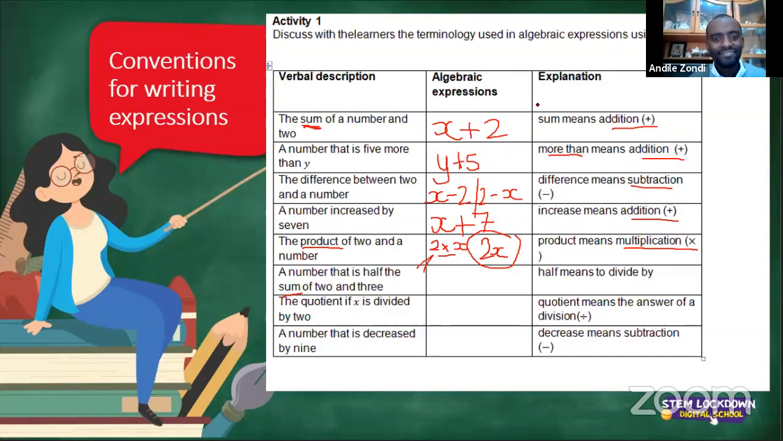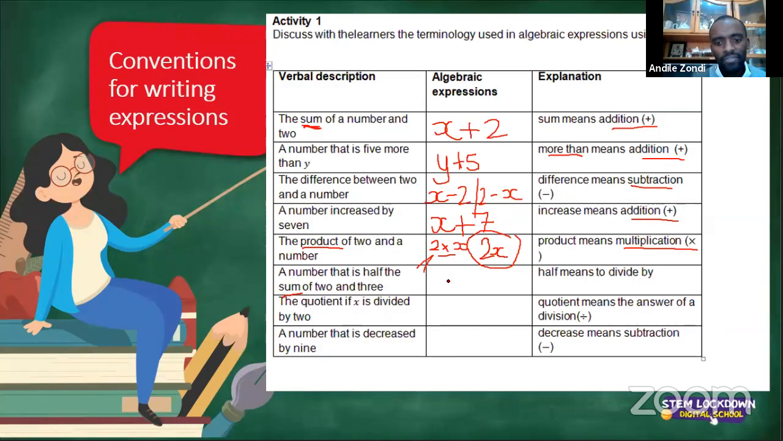Okay. Wow, okay. Here I have a number of answers. Okay, it's a challenging question. It's not easy. It's a bit challenging, right? But let's see if your answers are correct, right? A number, okay, let's say a number that is half the sum of 2 and 3.